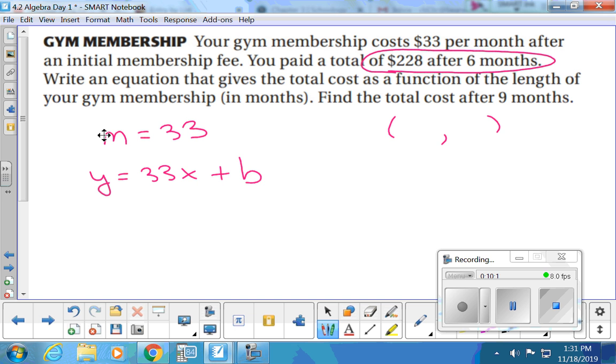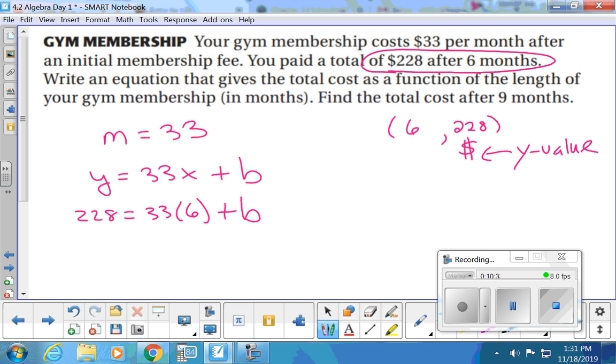So here's what's weird. It's not 228 comma 6. It's 6 comma 228. You always want your dollar amount to be a y value. It's called a dependent variable. So it's going to be 6 as my x value, 228 as my y value, and that's going to help me solve for b. So stick your 228 here, your 6 right here. This is the one that you need the calculator for.